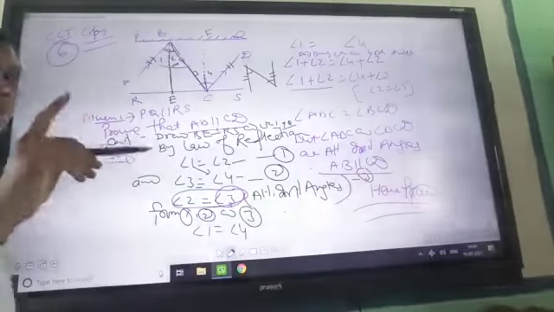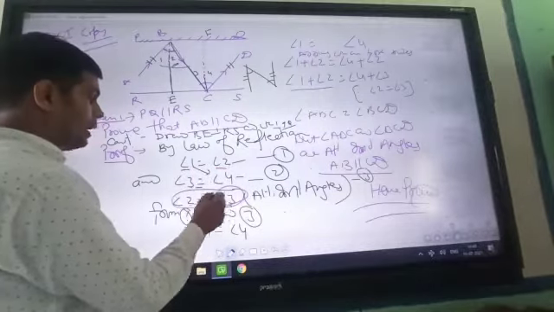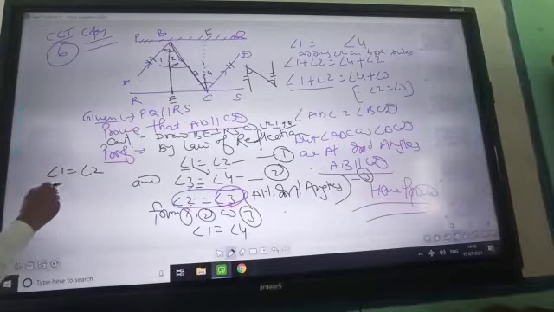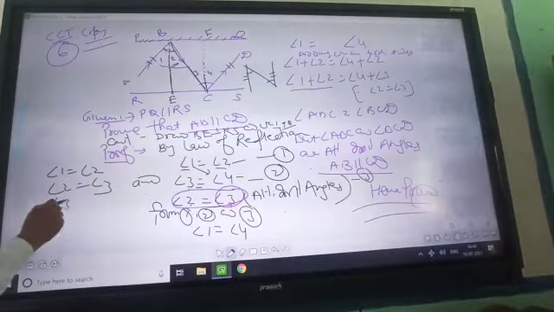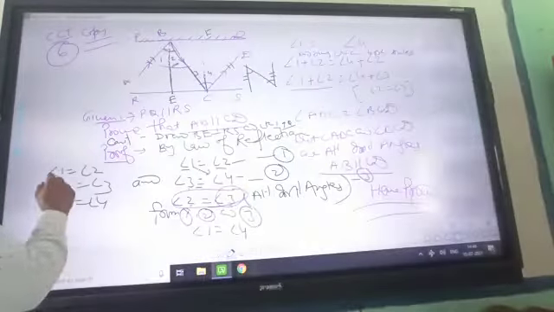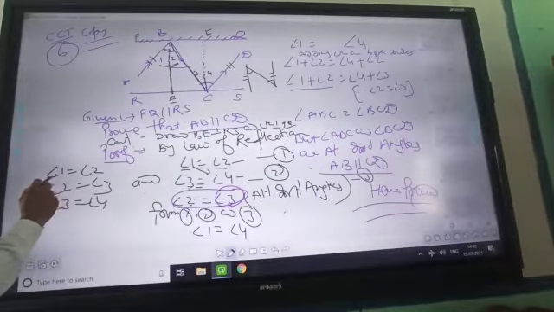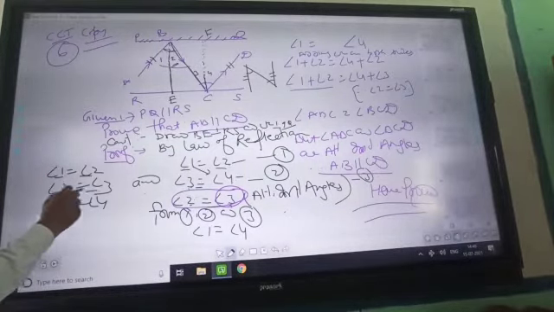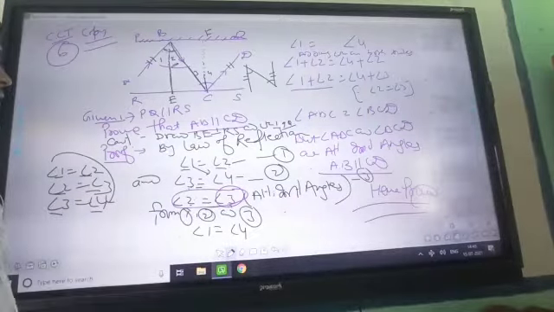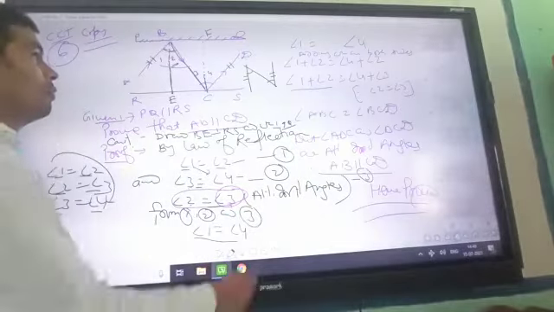Now you can easily see that angle 1 equals angle 2, but angle 2 equals 3 and 3 equals 4. That means 1 equals 2, 2 equals 3 and 3 equals 4. So you can see this is a sequential chain. You can understand it with an example. The brother of 1 is 2, the brother of 2 is 3 and the brother of 3 is 4. So obviously 1 will be the brother of 4. That's why from first, second, third and fourth I have written here 1 equals 4. Is it okay? So now 1 equals 4.